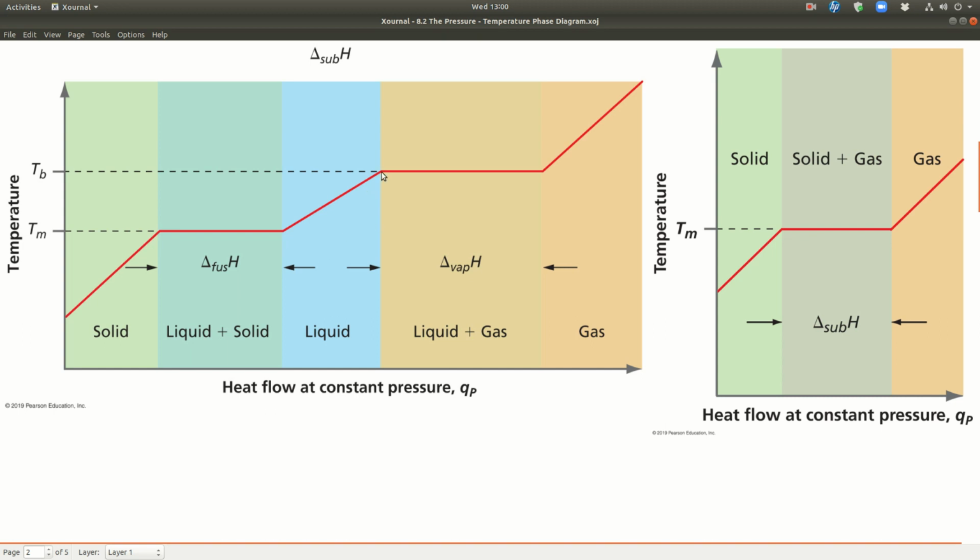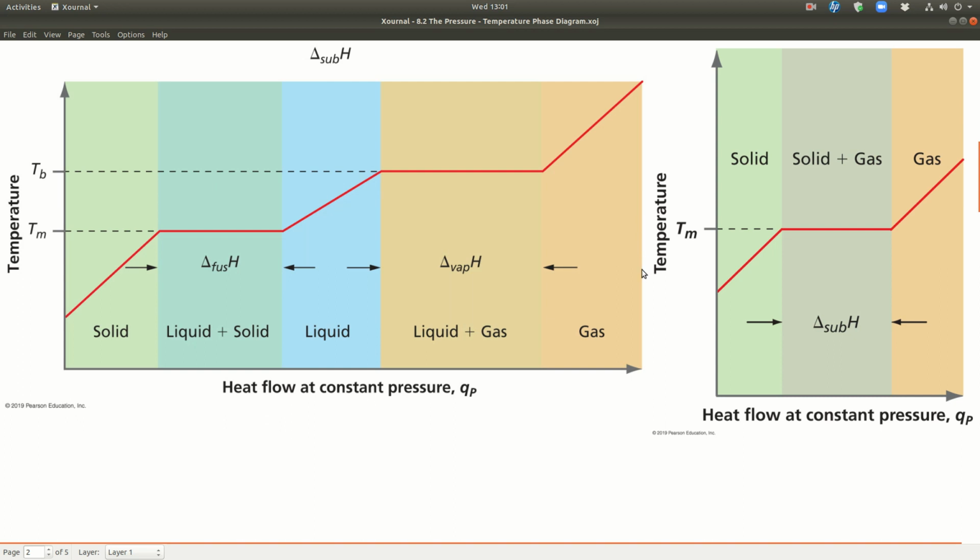Once we reach the liquid's boiling point right here, once more the temperature stays the same as we pour more energy in, and the liquid vaporizes to become a gas until all of it has been vaporized. And then if we keep putting energy in, the temperature of the gas rises. Here we can calculate the amount of energy required using the heat of vaporization. And once we're here, we use the heat capacity of the gas. Remember, the heat capacity of the solid is different than that of the liquid, which is different than that of the gas.